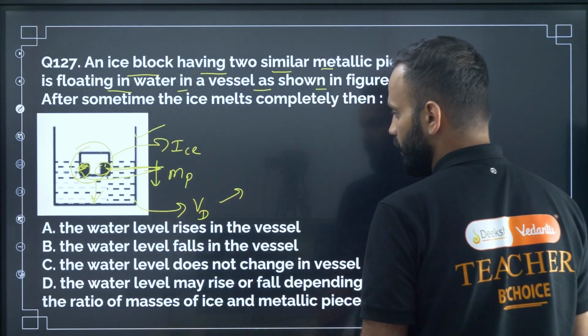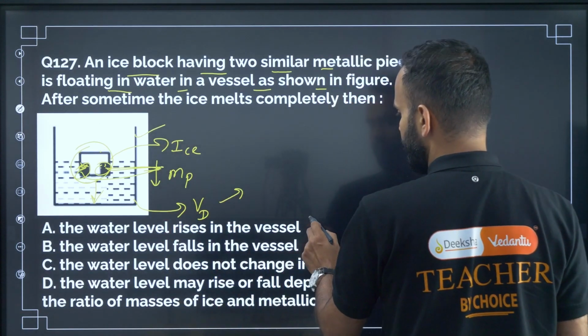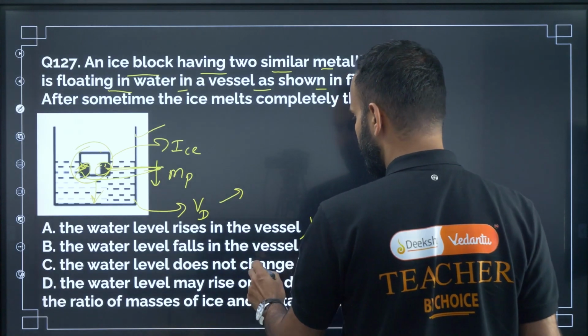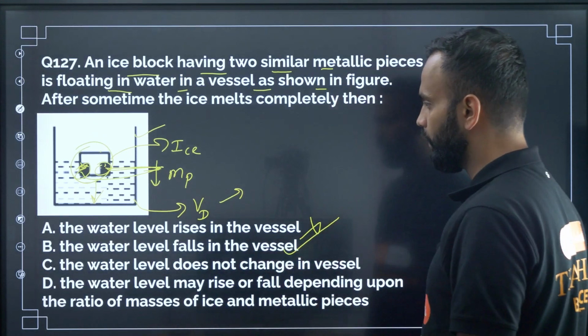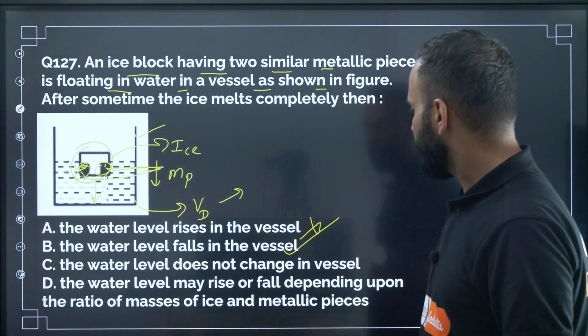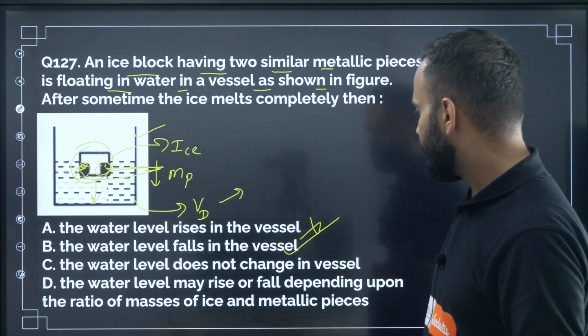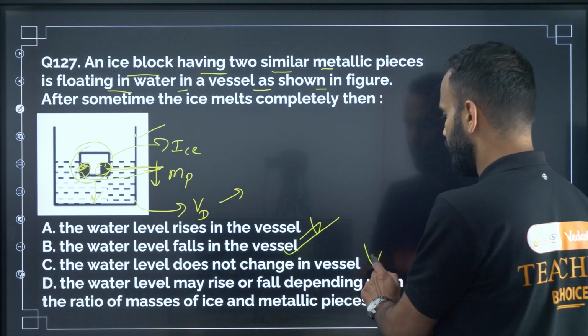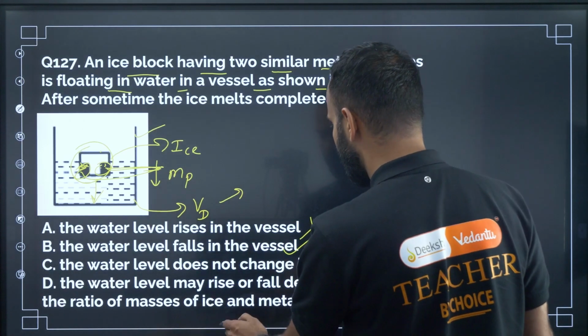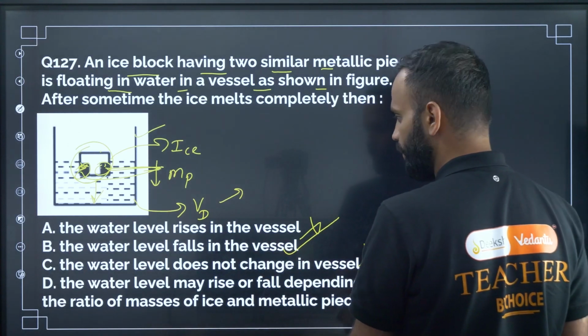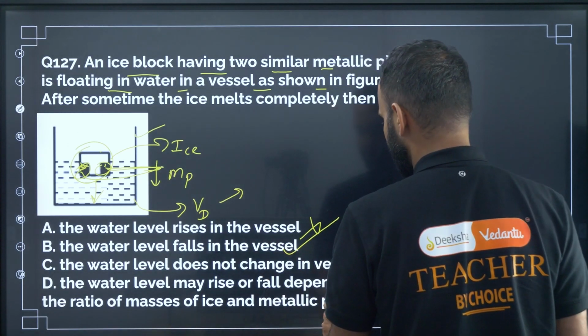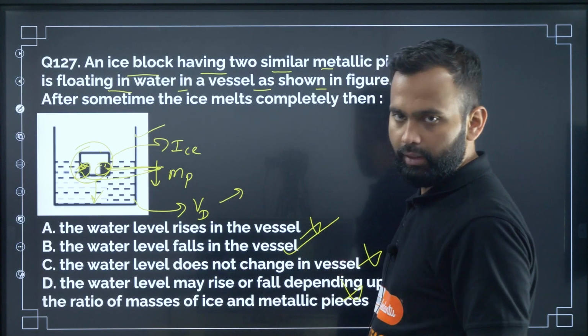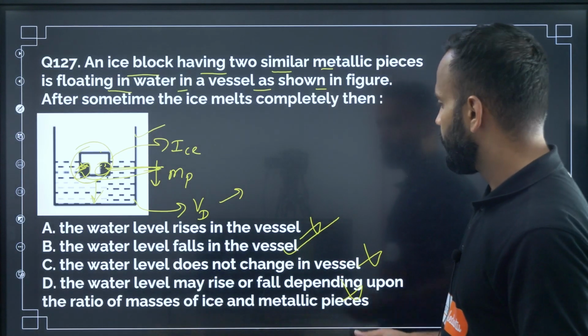So let's look at the options now. The water level rises in the vessel. Wrong. The water level falls in the vessel. Correct, right? Option C says the water level does not change in the vessel. Wrong. Option D says the water level may rise or fall depending upon the ratio of the masses of the ice and metal. Wrong, right? Option D is also wrong. So the correct option is B.